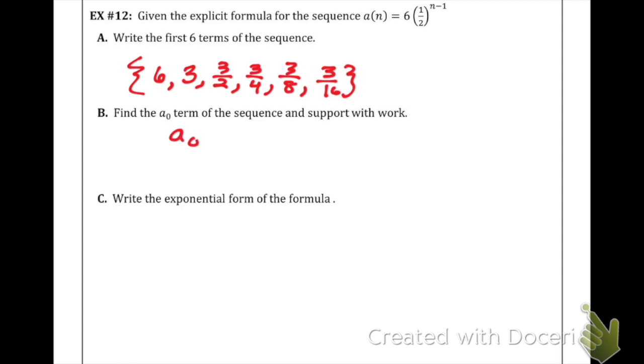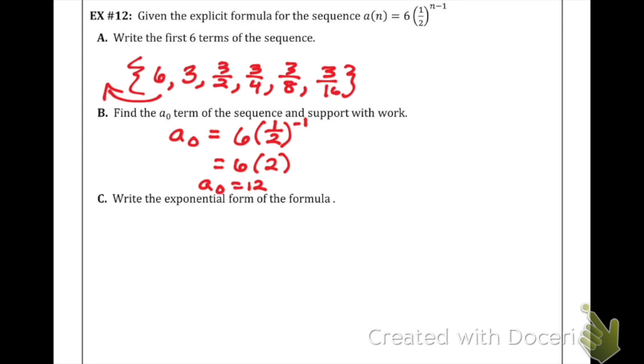Find a naught. So my a naught would be equal to 6 times 1/2 to the negative 1 power, because 0 minus 1, right? Which is the same as 6 times 2. So a naught is equal to 12, or you could just think backwards, right? What would this have to be? It would have to be 12 divided by 2 to get to 6.